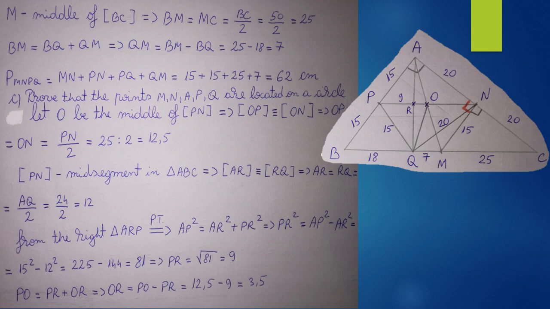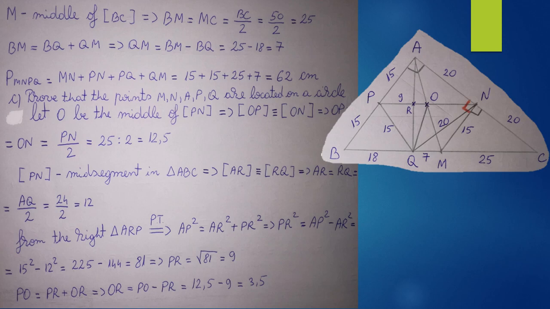Segment PN is a mid-segment in triangle ABC. So segment AR is congruent to segment RQ. So AR is equal to RQ, which is equal to AQ divided by 2, which is equal to 12.